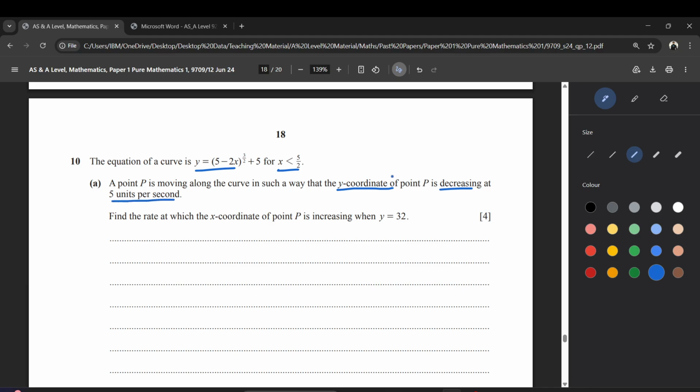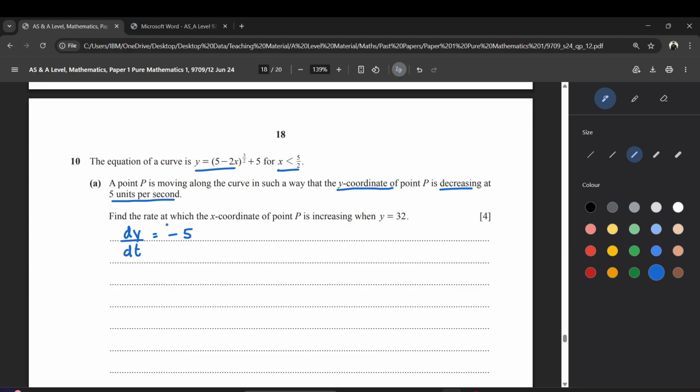What does this information tell you? This is also a question related to differentiation. This is what we call the application of chain rule. The question tells you that y is decreasing at a rate of 5 units, so that means that dy/dt will be minus 5. This is what the question tells you.